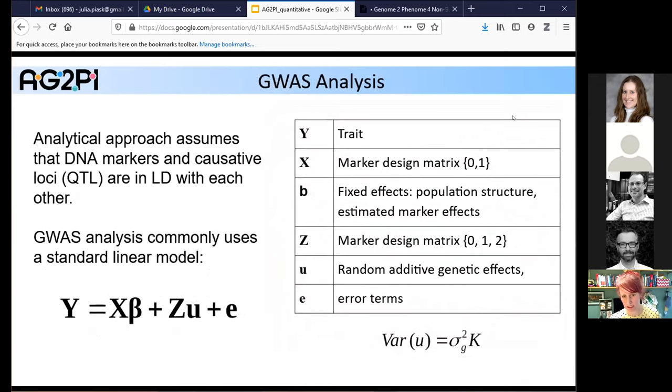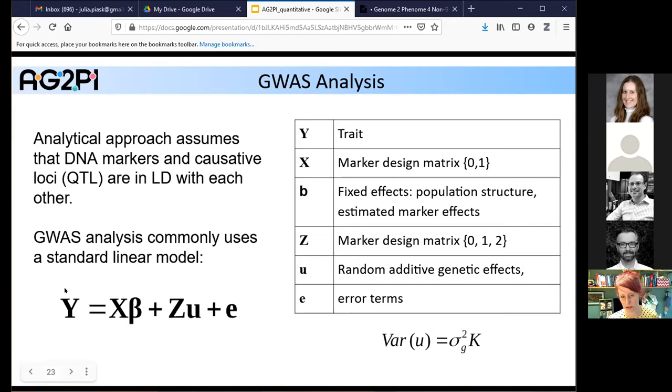So coming back to GWAS, again, we're just assuming that DNA markers and the causative loci are in LD with one another. It's a really straightforward analysis, or at least there are many different formulations of it, but this one's pretty straightforward. We call this a linear mixed model, where this y equals xb is actually the standard y equals mx plus b that you may have learned in junior high.